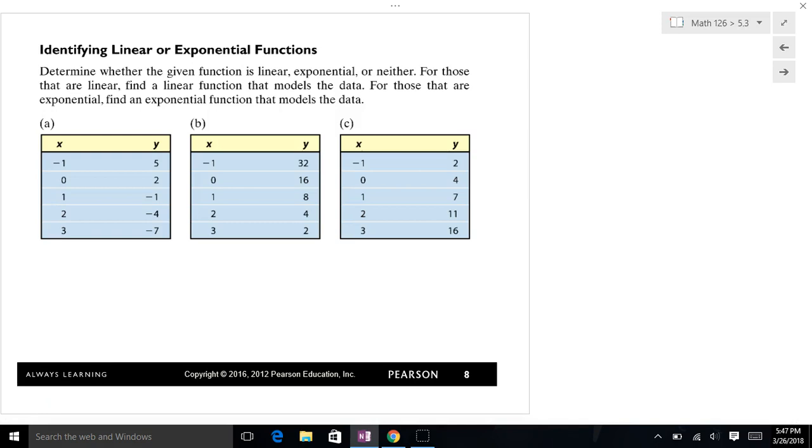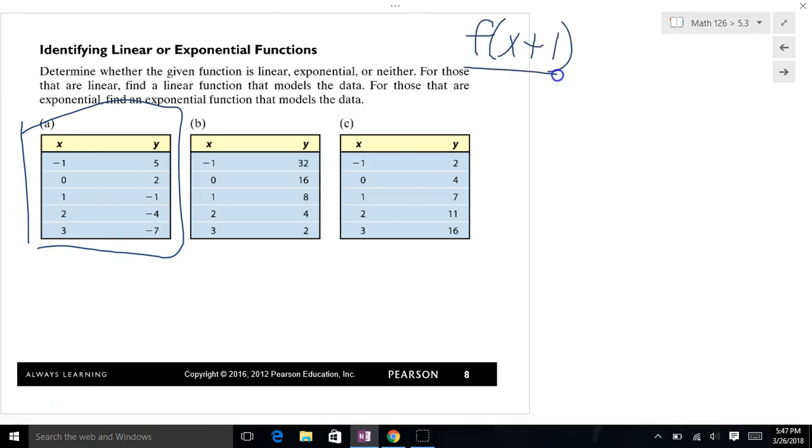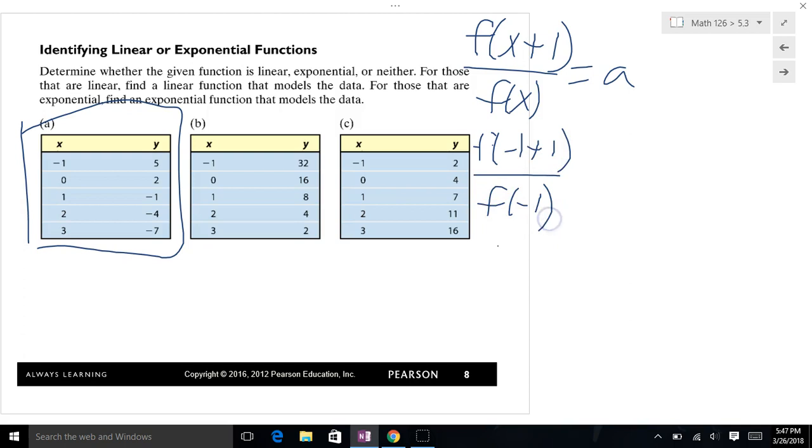And so what we're going to do is we're going to take f of x plus 1. Let's look at this one for just a second. We're going to take f of x plus 1 over f of x, and it's got to equal a every time. So, for example, if your x is -1, let's start with an x value of -1. F of -1 plus 1 over f of -1, in other words, f of 0 over f of -1. So the next y value, which is 2, over its previous y value, which is 5. So we're claiming that it's 2/5.